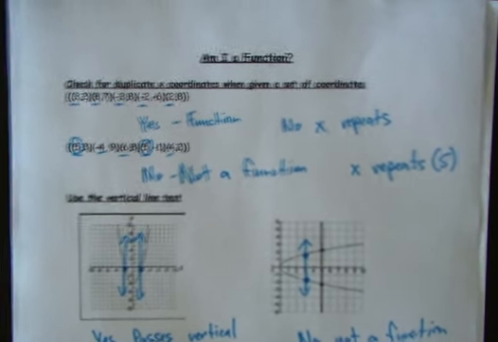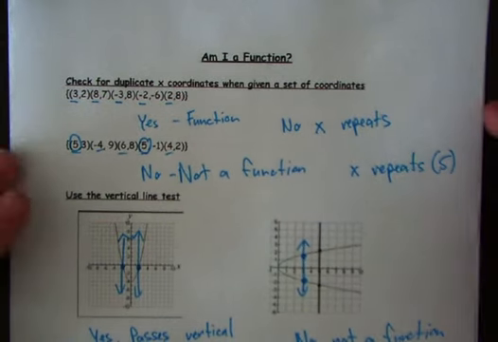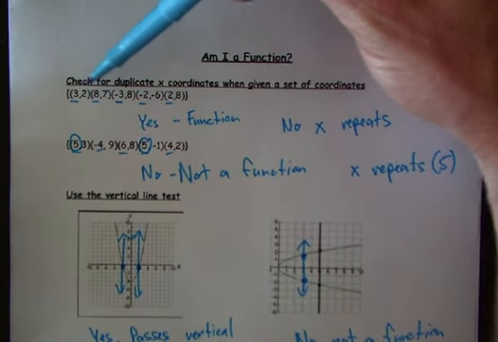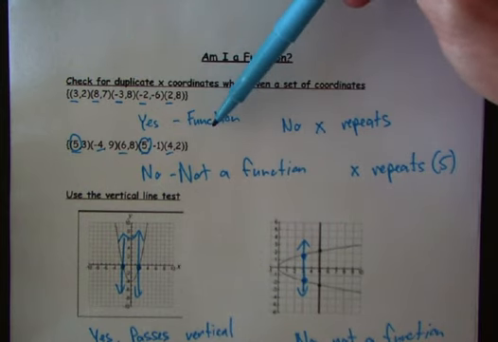So how do you determine if something's a function? Well, remember, a function has one output for every given input. That means for each x, there's only one y. So we look and see if we have a set of numbers. Are there any repeats in x? If there are repeats, it's not a function. If there are no repeats, it is a function.